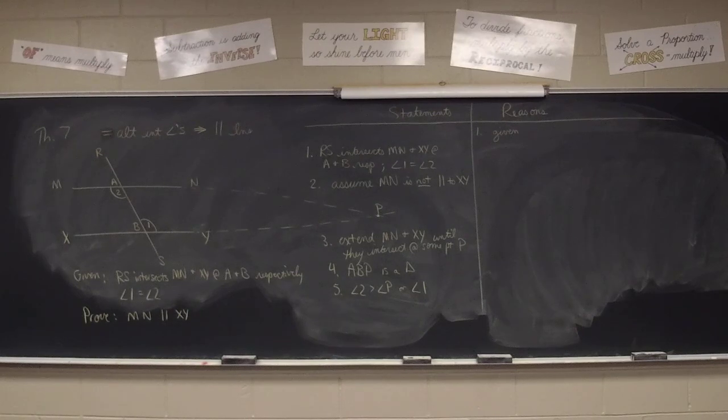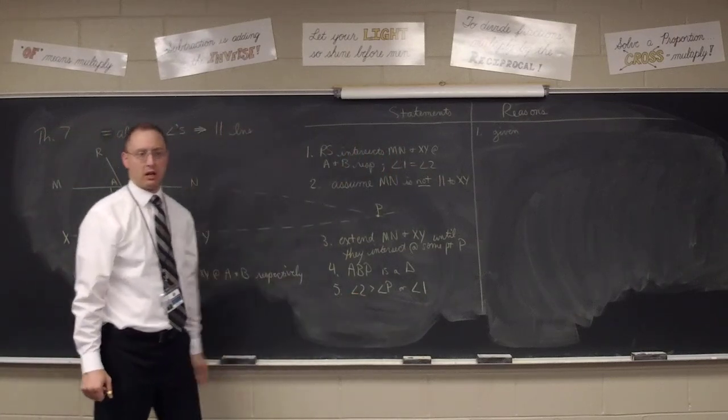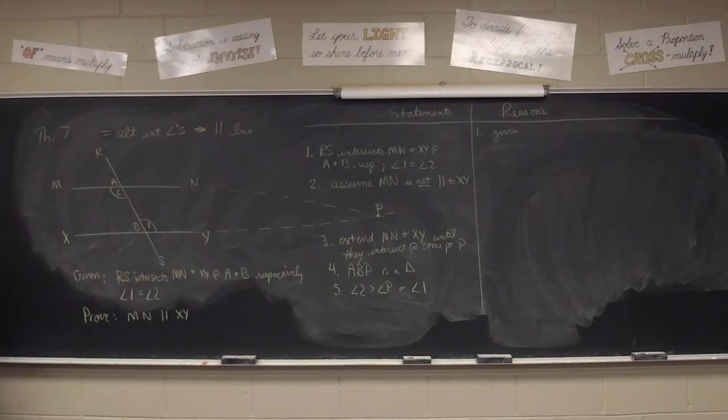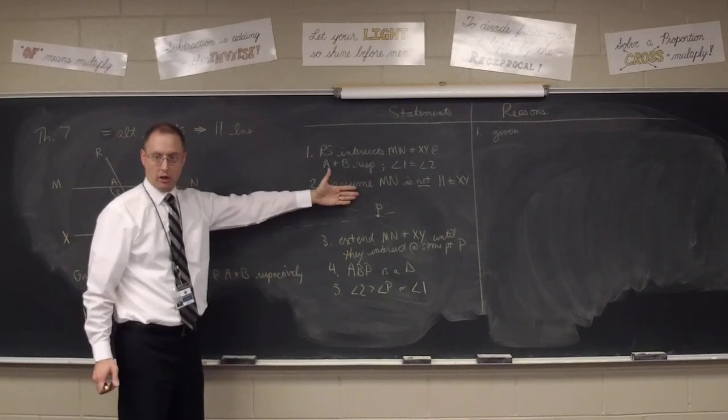Anyone got a problem with that? Yeah, and the given said that 1 and 2 were equal. Well, now all of a sudden angle 2 is bigger. Got a contradiction. Where'd it come from? The assumption. The assumption's wrong.